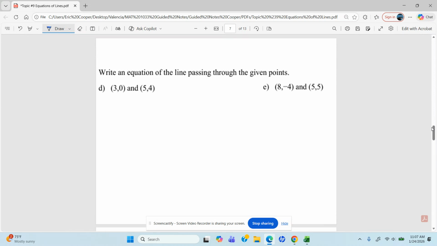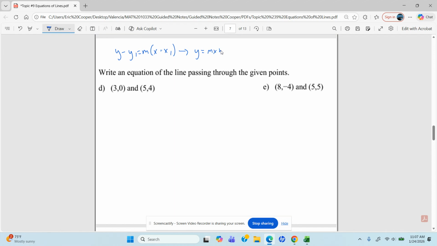Again, let's do the same thing, but now they don't give us the slope. They just give us 2 points. So a couple things we'll remember. We again want to be able to use point slope to be able to go through and turn it into slope-intercept form. Y equals mx plus b.